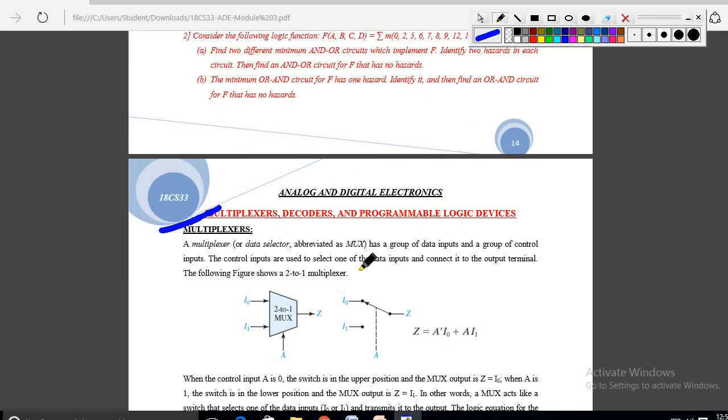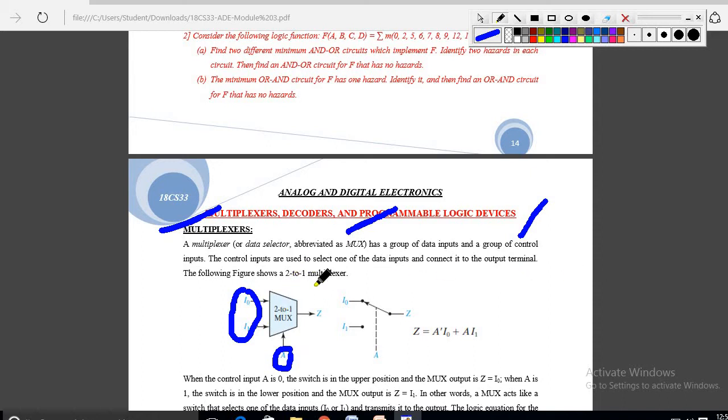Okay, multiplexer, what is a multiplexer? Multiplexers are data selectors. It is abbreviated as MUX. It has a group of data inputs and a group of control inputs. These two are data inputs. This A is there, no? This is the control input. The control inputs are used to select one of the data inputs. So the main thing is that these control inputs will select the data input.